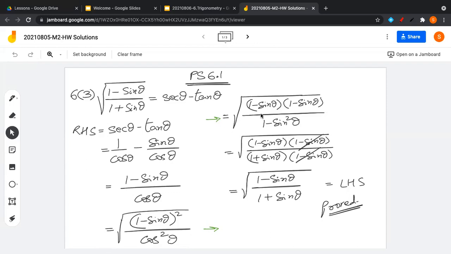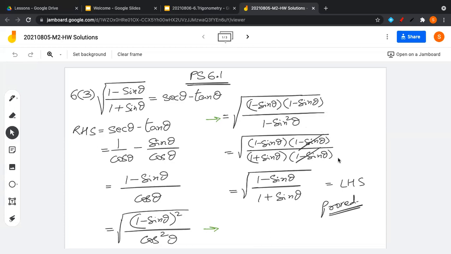No, this is a minus b whole square. So a minus b whole square becomes a minus b into a minus b. So 1 minus sine theta multiplied by 1 minus sine theta. And denominator cos square theta can be written as 1 minus sine square theta, because sine square theta plus cos square theta is 1. From this step, in the next step, numerator remains as it is. Denominator, I'm expanding it using the formula a square minus b square. So that turns into a plus b into a minus b. So 1 minus sine square theta transforms into 1 plus sine theta into 1 minus sine theta.